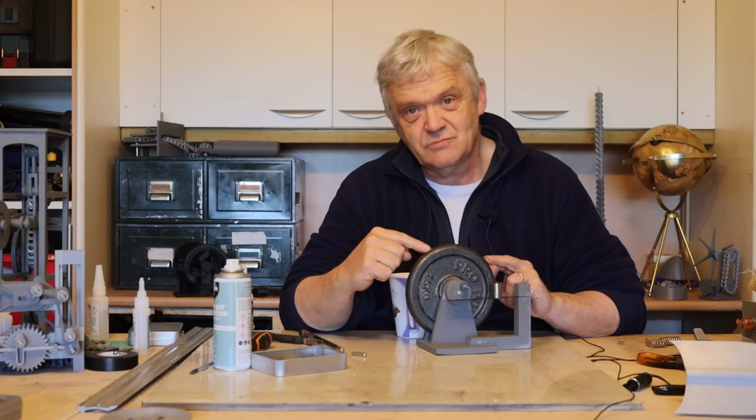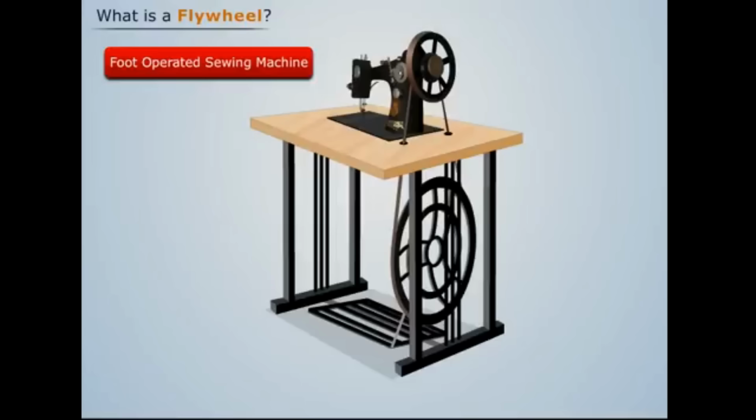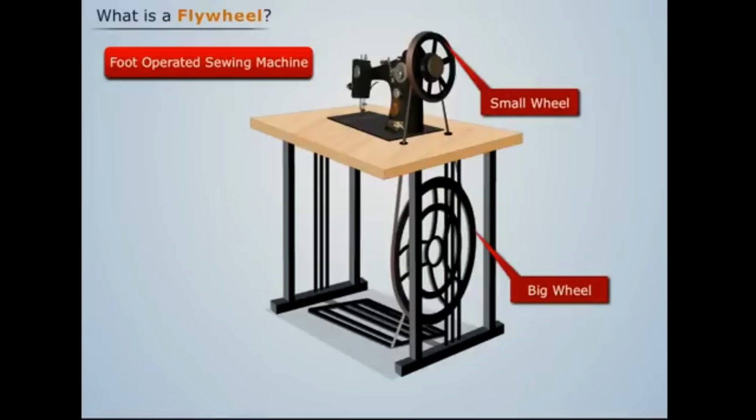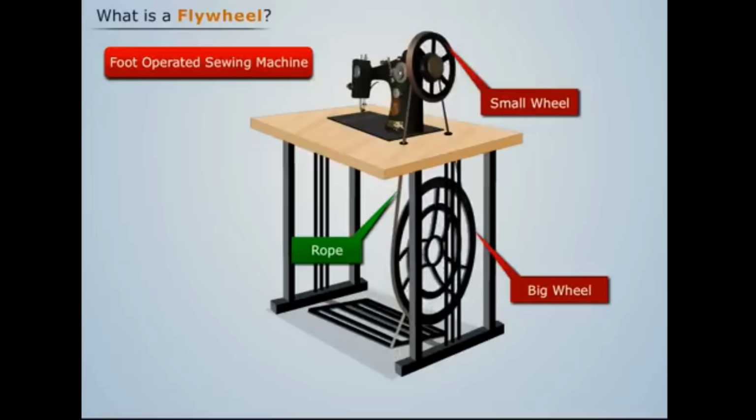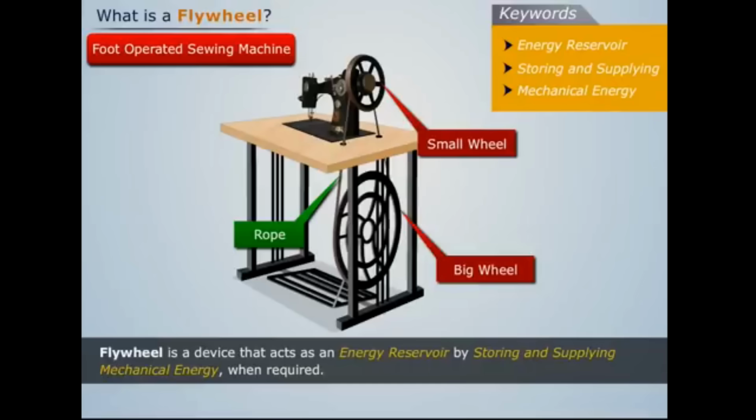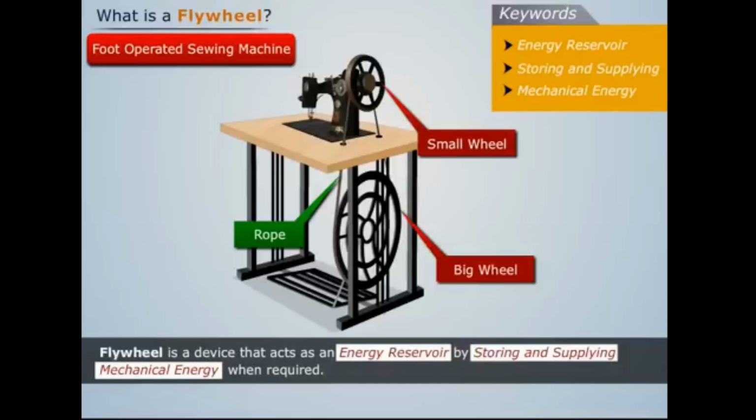Now there is another component, of course, and that's this bit here. This bit here is just a flywheel. A sewing machine is a good example of a flywheel. It's got a big wheel, a small wheel, joined by a rope, and a foot pedal. You press the foot pedal, the big wheel drives a small wheel acting as a pulley, and when you stop, the big wheel continues to rotate because it has inertia. A flywheel represents a store of energy.